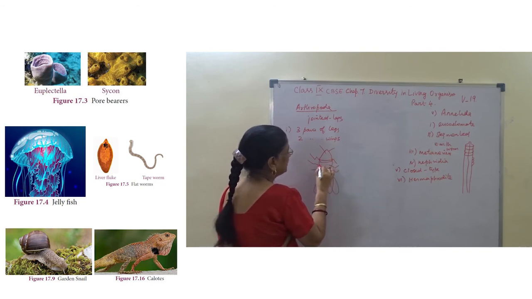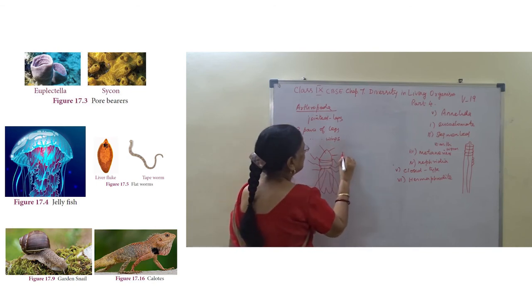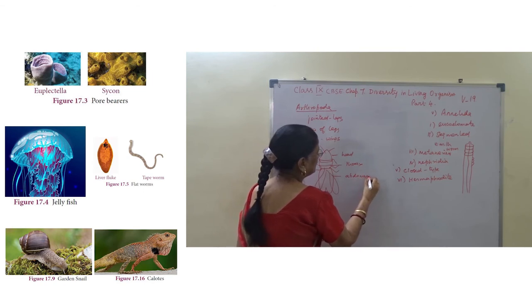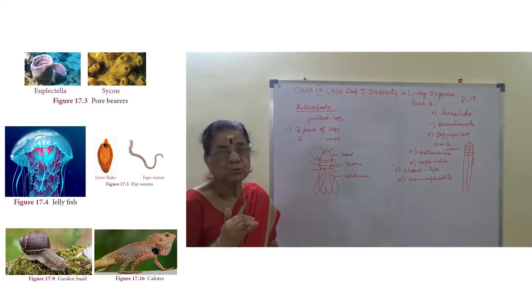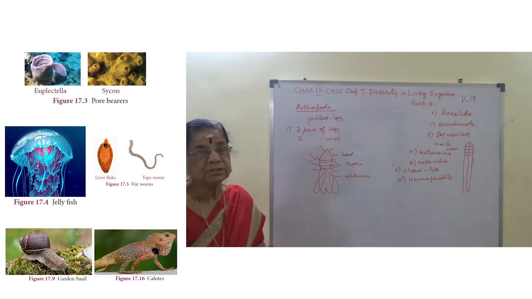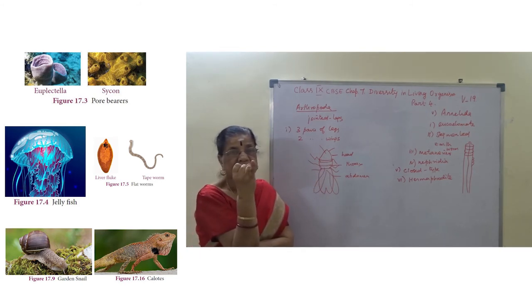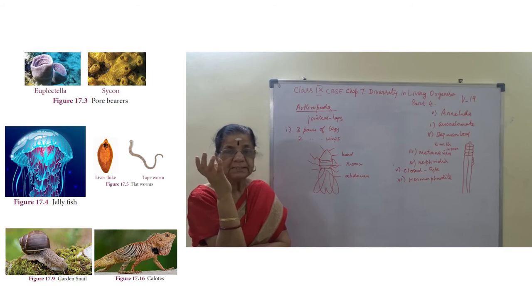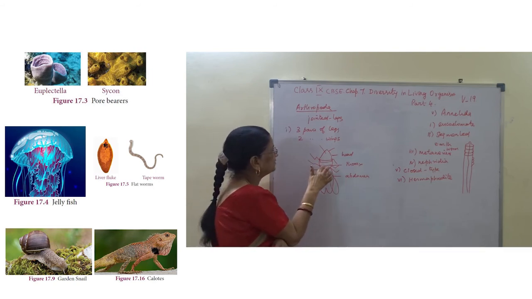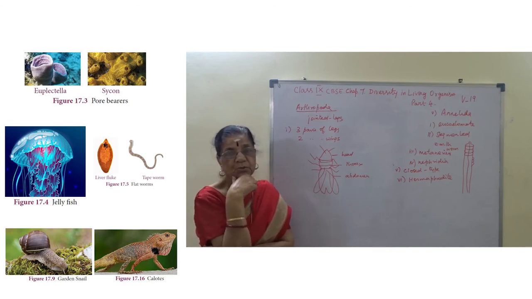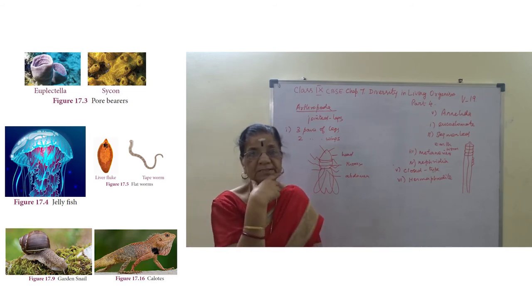This is prothorax, mesothorax, metathorax. So it is the head portion. This is thorax and this is abdomen. The body is divided into three regions. It has an outer exoskeleton, and the thoracic region is divided into three segments: prothorax, mesothorax and metathorax. In all three regions a pair of legs will be present. And starting from the meso and metathorax, a pair of wings is present. So in arthropods, the locomotory organs are jointed legs and wings.